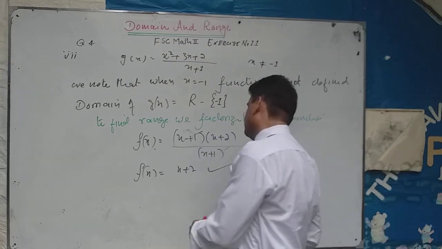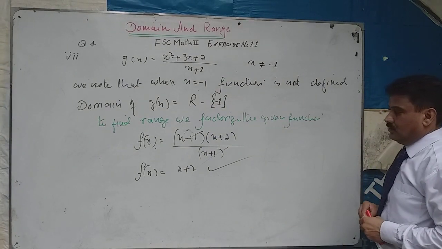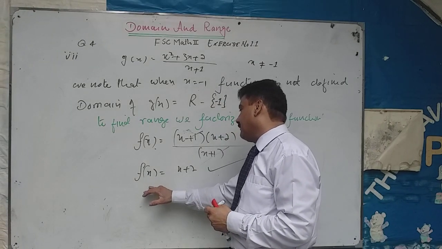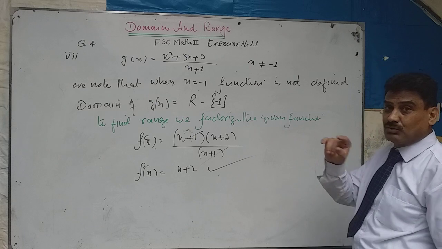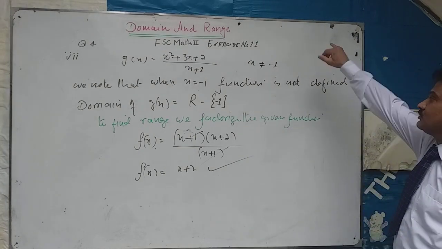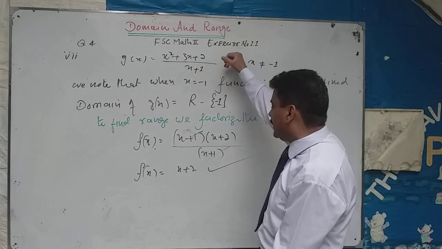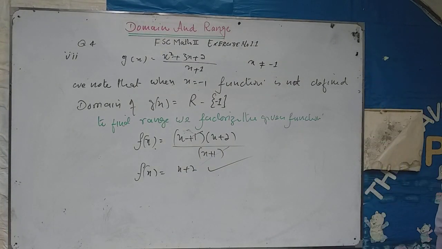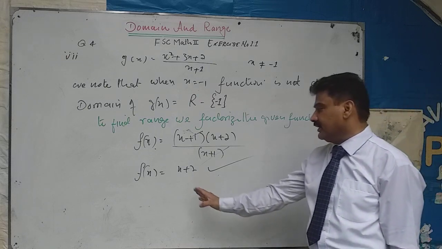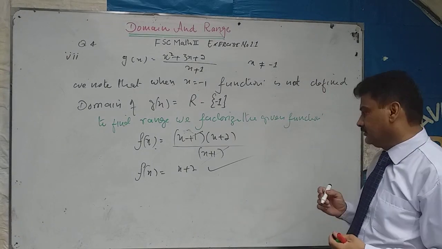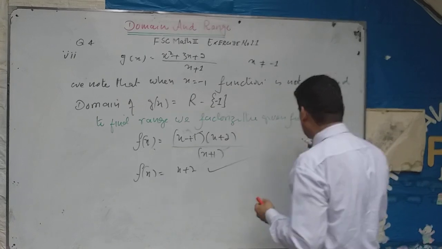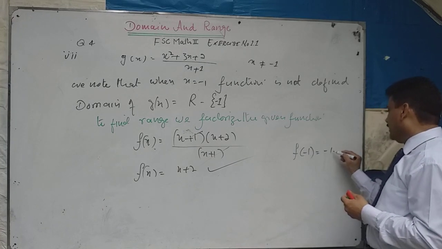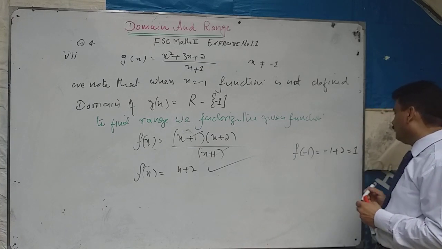Now this is a function. We have to put the values of our real numbers. Here f of x is equal to x plus 2. But we cannot take x equal to minus 1, because x equal to minus 1 is not included in our domain. When we put x equal to minus 1 here, we will get f of minus 1 is equal to minus 1 plus 2, which is 1.